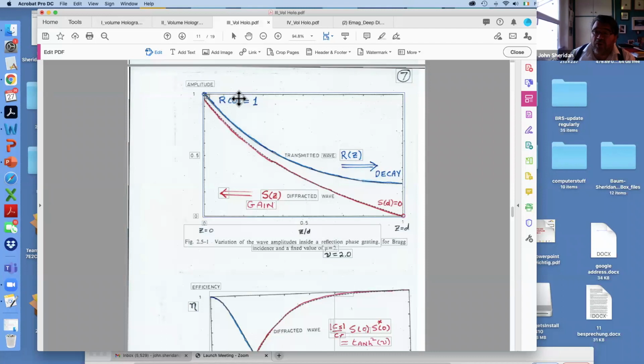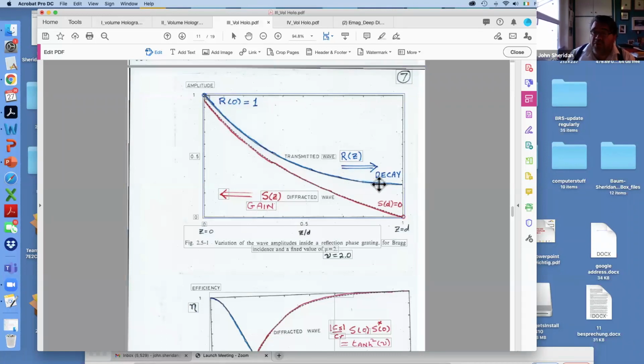and the diffraction value is equal to its maximum value. And as we go forward with R, we see the amount of power in R decreases as we go forward because it's being coupled into the backward propagating diffracted beam, which is increasing. So R of Z decays in the plus Z direction, and S of Z increases in the reducing Z direction.